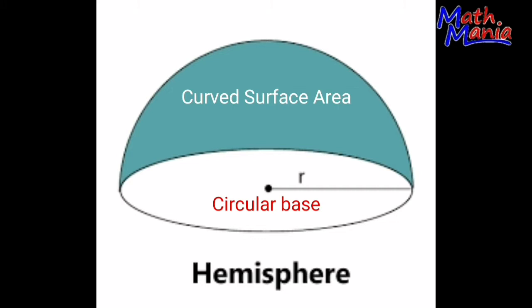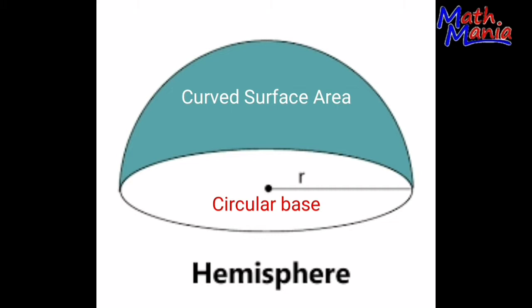Okay dear friends, after getting the hemisphere, we have to find the formulas for the two surface areas of this hemisphere. One is the curved surface area and the second is the total surface area, which means the area of the base is also included. So dear friends, let's see the curved surface area and total surface area of this hemisphere.